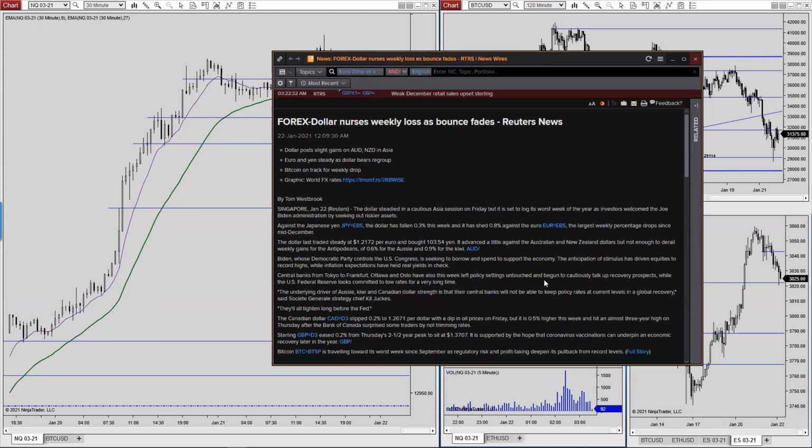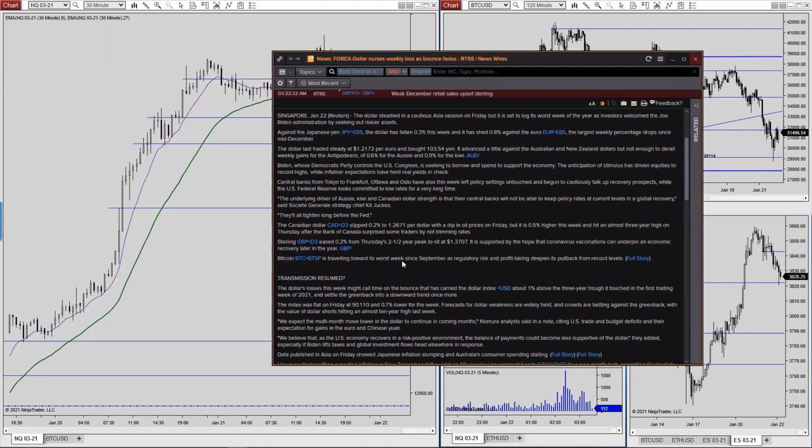Biden's Democratic Party controls the U.S. Congress, seeking to borrow and spend to support the economy. The anticipation of the stimulus has driven equities to record highs. Central banks from Tokyo, Frankfurt, Ottawa, and Oslo have also this week left policy settings untouched and began cautiously to talk about recovery prospects. The underlying driver of the Aussie, Kiwi, and Canadian dollar strength is that their central banks will not be able to keep policy rates at current levels in a global recovery.